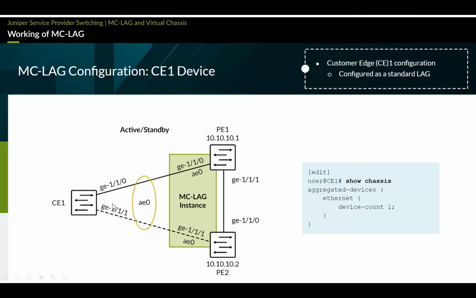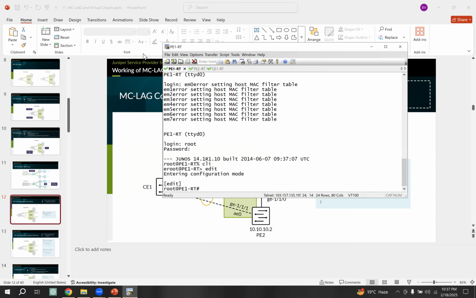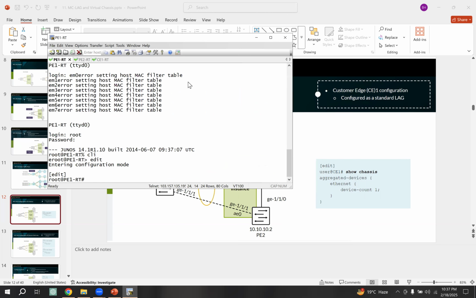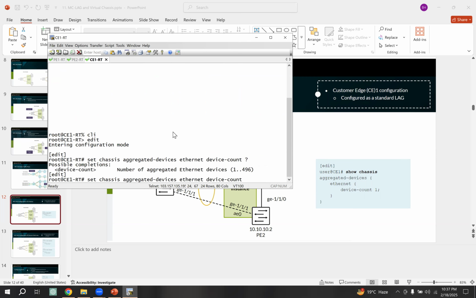This is the same configuration statement as a single normal LAG, but in a service provider network there will be multiple configurations. So first create the aggregate interface: set chassis aggregated-devices ethernet device-count, and you can set multiple. This number basically depends on the device model. This device supports a maximum of 496 aggregate interfaces. So for our lab testing, I set one.